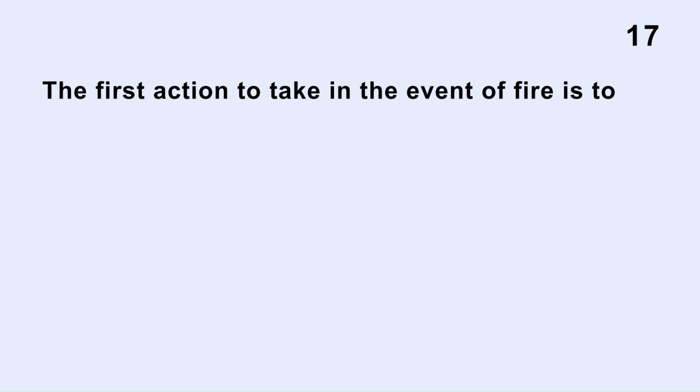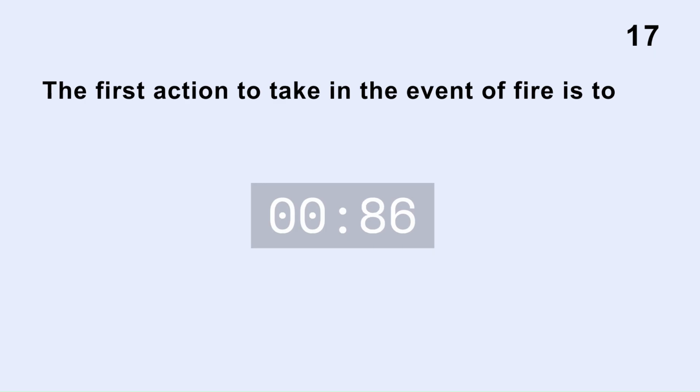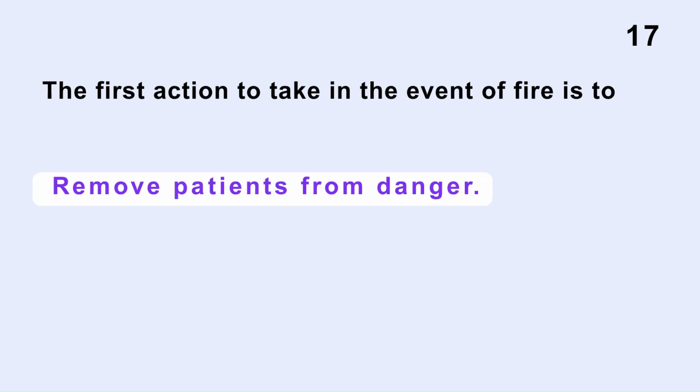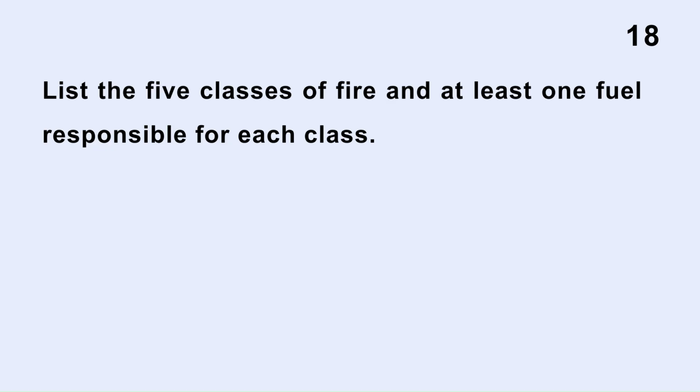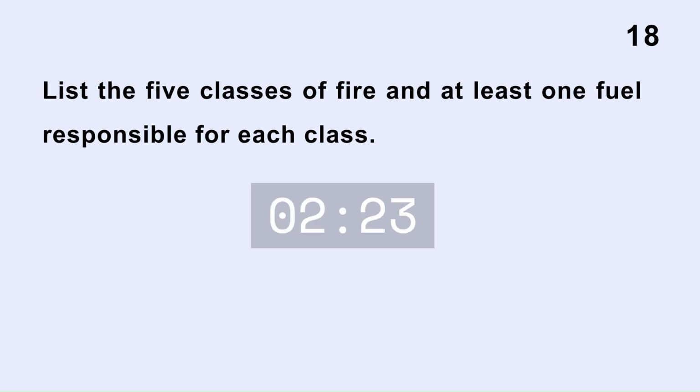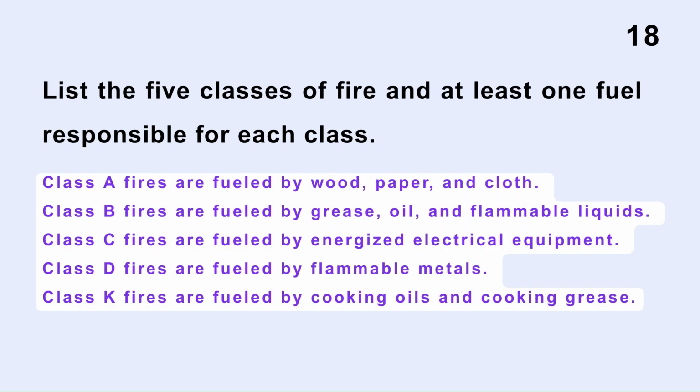Number 17. The first action to take in the event of fire is to remove patients from danger. Number 18. List the 5 classes of fire and at least one fuel responsible for each class. Class A fires are fueled by wood, paper, and cloth. Class B fires are fueled by grease, oil, and flammable liquids. Class C fires are fueled by energized electrical equipment. Class D fires are fueled by flammable metals. Class K fires are fueled by cooking oils and cooking grease.